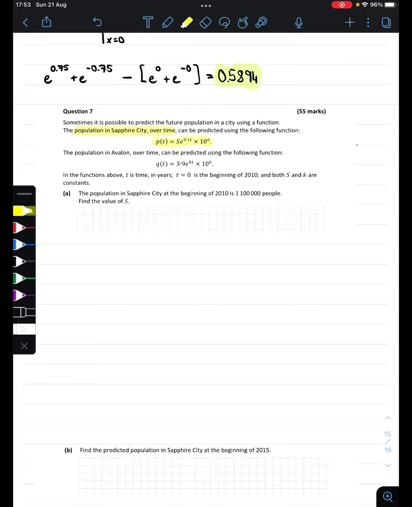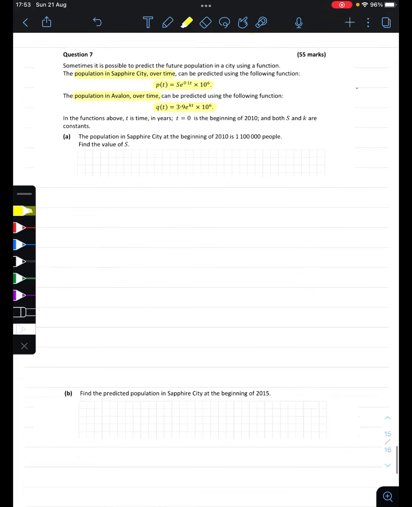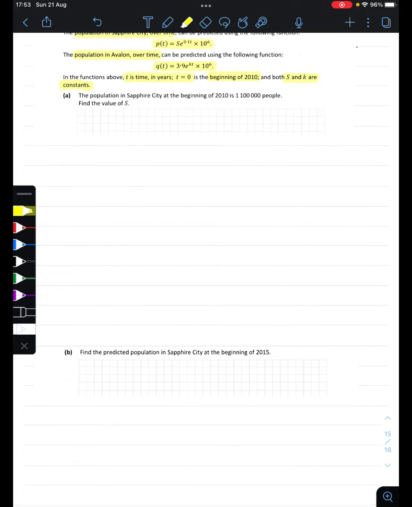P of t equals s times e to the 0.1t times 10 to the power of 6. And the population in Avalon over time can be predicted using this function. Q of t equals 3.9 e to the power of kt times 10 to the power of 6. In the functions above, t is time in years, where we start from the beginning of 2010, and both s and k are constants.